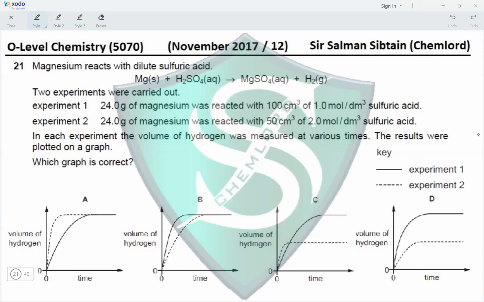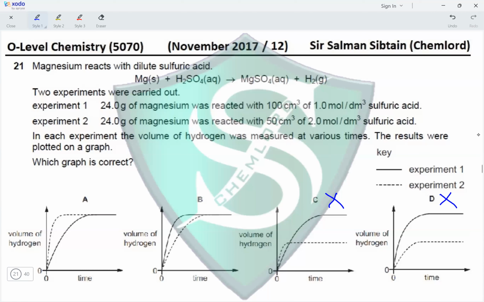In each experiment, the volume of hydrogen was measured at various times. The results were plotted on a graph. Which graph is correct? Since the amount of magnesium and the moles of sulfuric acid used are the same in both experiments, the volume of hydrogen gas produced would be the same. So options A and B have the same volume of hydrogen being produced in both experiments, while C and D do not, eliminating options C and D.